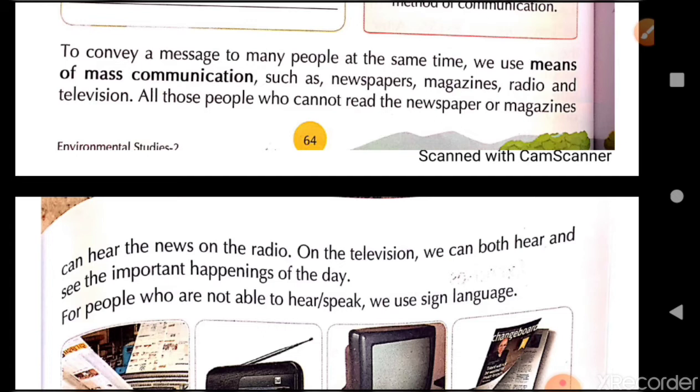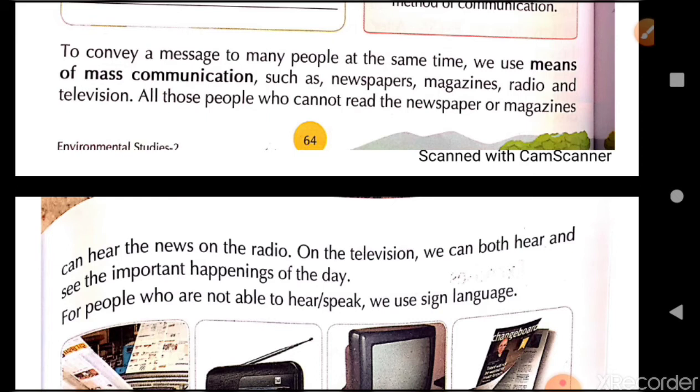Then sign language. Symbolic communication, my previous video I told you about symbolic communication. Sign language. People who are deaf or dumb, that means people who are not able to hear or speak, for them sign language is used. You may have come across people who are not able to hear or who are not able to speak. Sign language is used for them, and everybody cannot use the sign language.